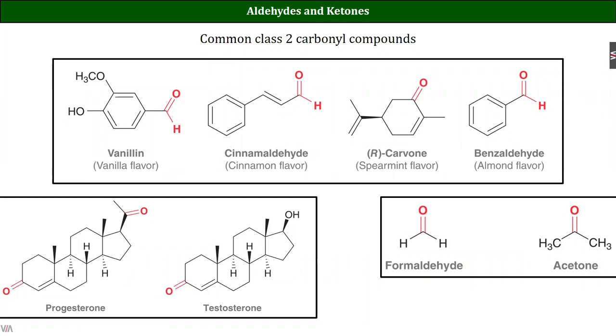Another common place you see ketones is in a lot of hormones like progesterone and testosterone, which are named that because they have ketones attached. They're derived from a molecule that starts as an alcohol. Cholesterol is the starting point for making most hormones. And it just takes a quick oxidation reaction at one of those alcohols to turn cholesterol into testosterone.